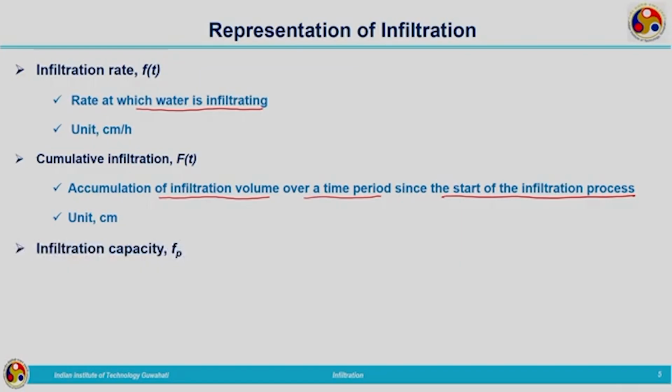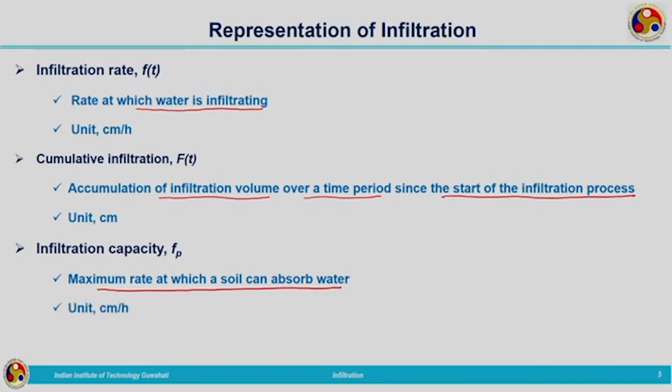Then another term is infiltration capacity. It is represented by small fp. Infiltration capacity is similar to infiltration rate, but the difference is that it is the maximum rate at which a soil can absorb water. That is, the maximum rate of infiltration is termed the infiltration capacity. It may not always be at maximum; depending upon the field condition, it may be less than the infiltration capacity. That is represented by the infiltration rate. For this also the unit is centimeters per hour.